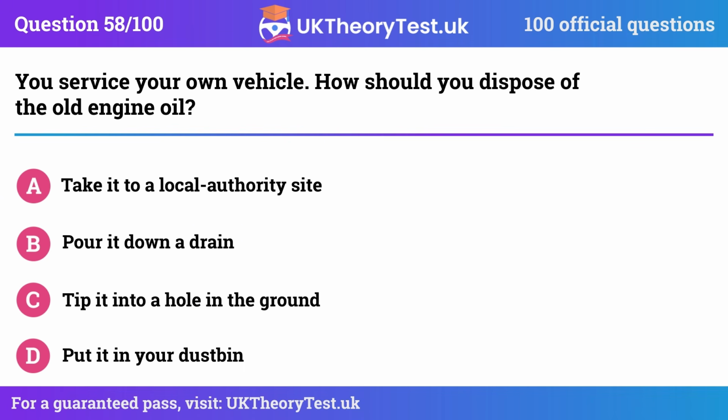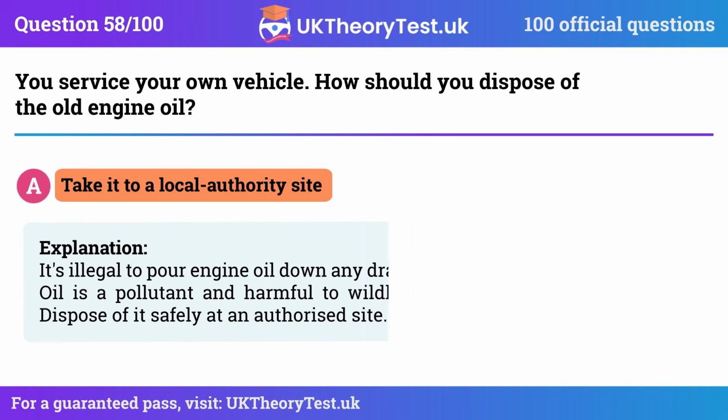The correct answer is A. Take it to a local authority site. Explanation: it's illegal to pour engine oil down any drain. Oil is a pollutant and harmful to wildlife. Dispose of it safely at an authorized site.